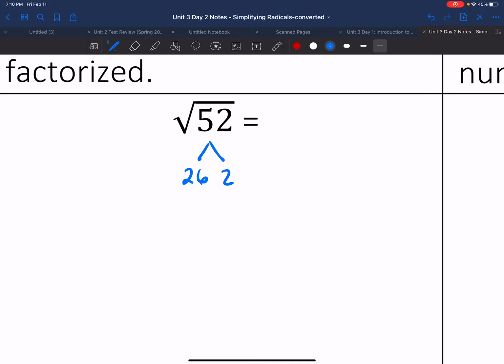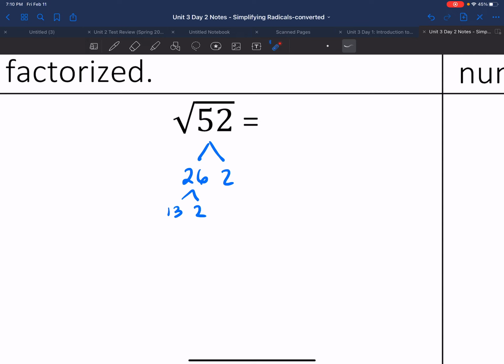And then let's see, is 2 a prime number? Yes. I can't break that down. What about 26? Can I break that down? Yes, I can. 13 and 2, and we know that for sure that this is a prime number, but what about 13? 13 is also a prime number, so I can't break that down.